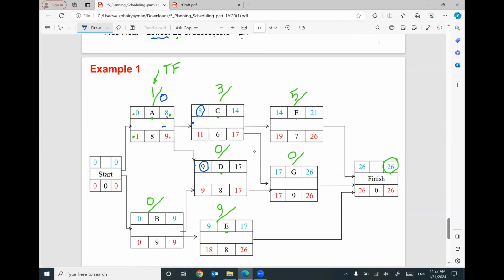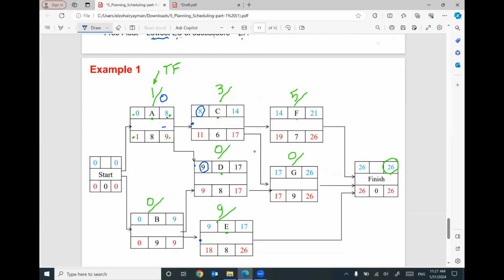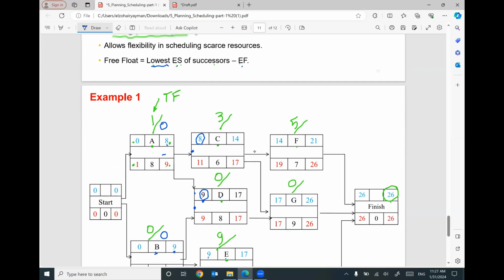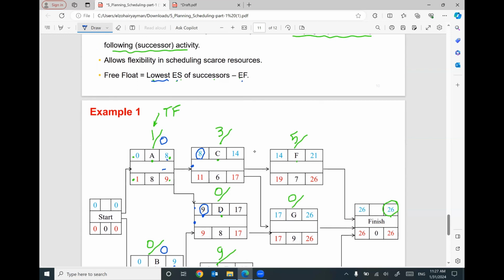One more time. We have here two successors. This activity D and E, two successors for B. We have here 9 early start and we have here 9 early start. I'm going to use the smallest or the lowest number, which is 9. 9 minus early finish here, 9, will be 0. One more time. For activity C, we have two successors, F and G. This one has early start 14. This one has early start 17. I'm going to use the lowest one, 14. 14 minus early finish for activity C will be 0.